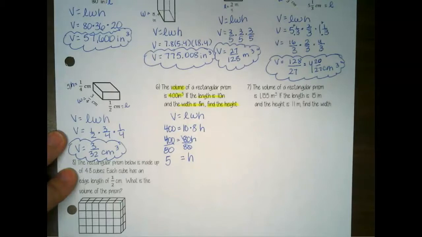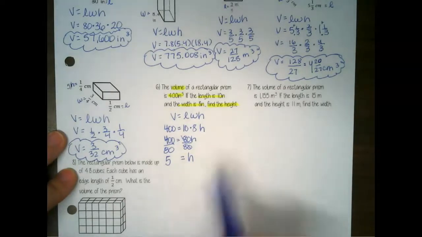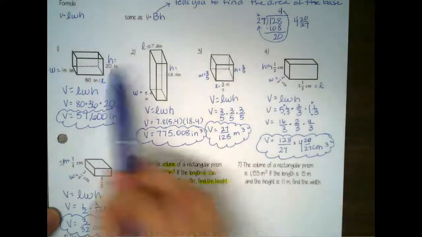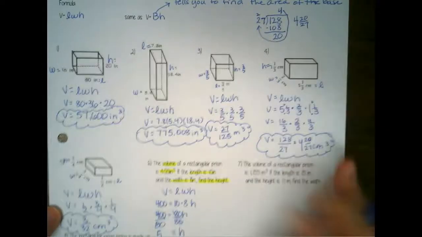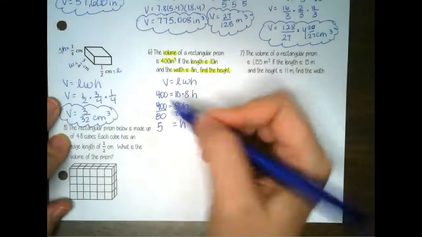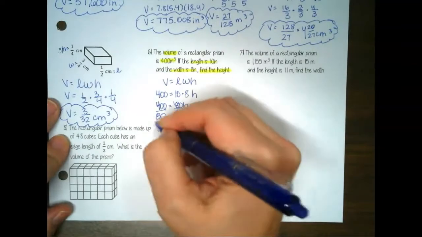Now guys, don't put cubic inches. A height, as you see on all of the ones that we've done before, is just a dimension, so it's a plain old unit, not a cubic unit. It's not the volume, so it's 5 inches.